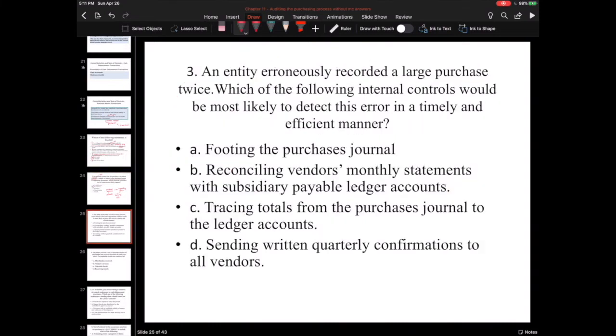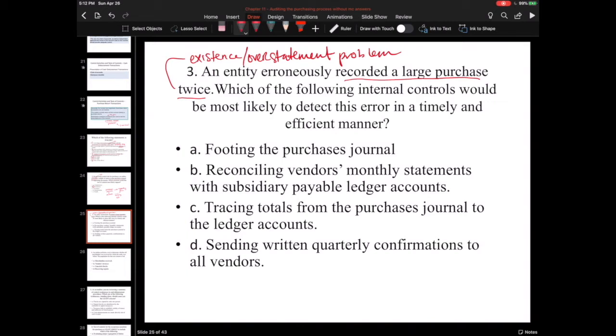Number 3, an entity erroneously recorded a large purchase twice. Essentially, they have an existence issue, right? This is an existence or overstatement problem. Which of the following internal controls would be most likely to detect this error in a timely and efficient manner?